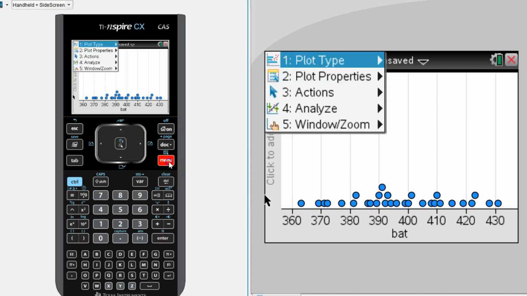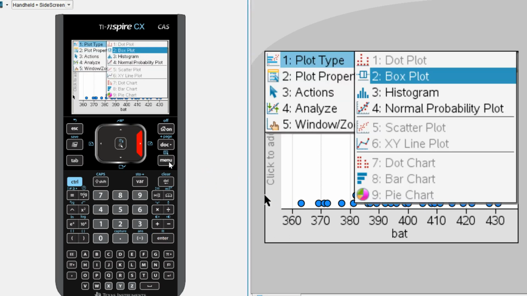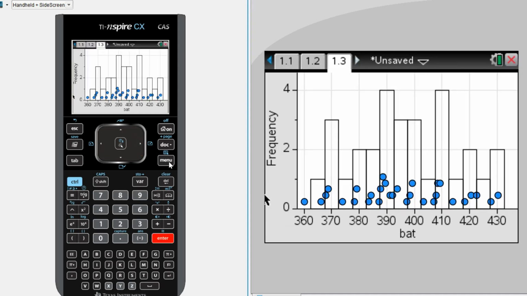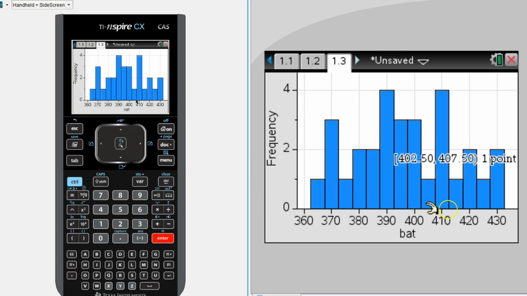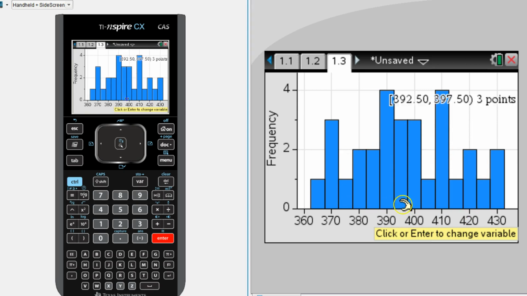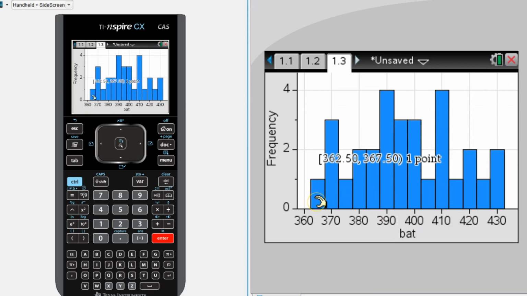If I go to Menu, Plot Type, where you see that I could make this a histogram? Now notice, it did not do the same exact graph that we wanted. It didn't actually make it exactly like I wanted. The first one goes from 362.5 to 367.5. So this is not how I want you to do it on the test or the quiz. But I would do this on the homework and see if you can answer the questions that way. Definitely want to use technology, but this is not going to be the way you should do it on the quiz or the test.